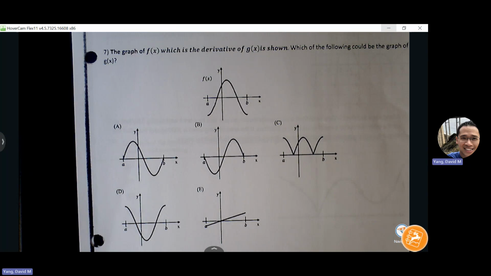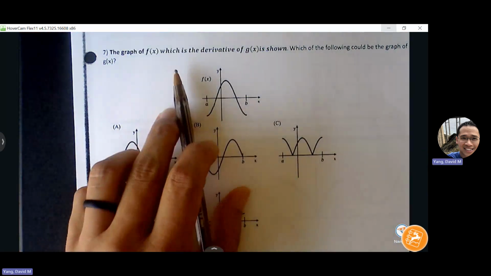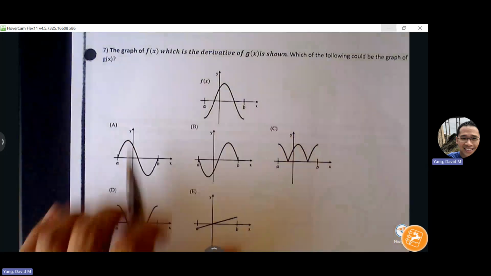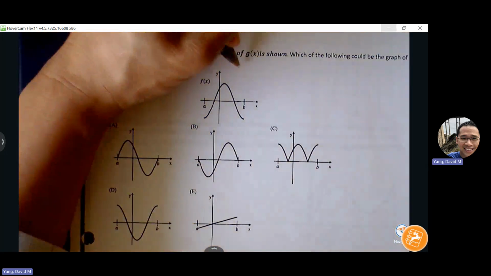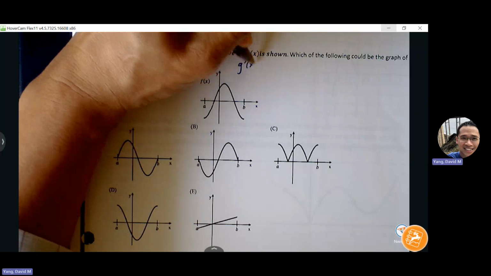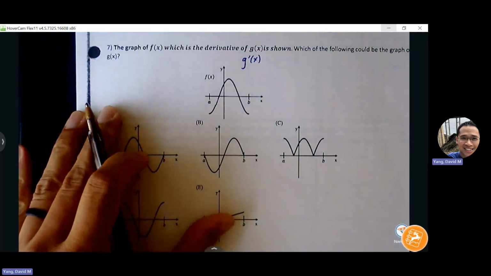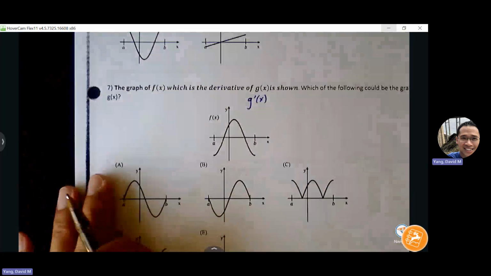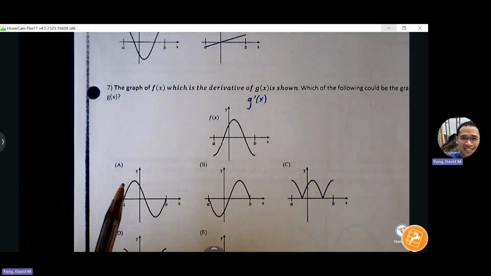It looks like the same graph, but now we're looking at it from the fact that this is the derivative graph. It says that f is the derivative of g, and we're trying to find what could be a graph of g. So this is g prime. Keep in mind now this no longer is the original graph of g, because the y-axis now represents the slope value of the g graph.